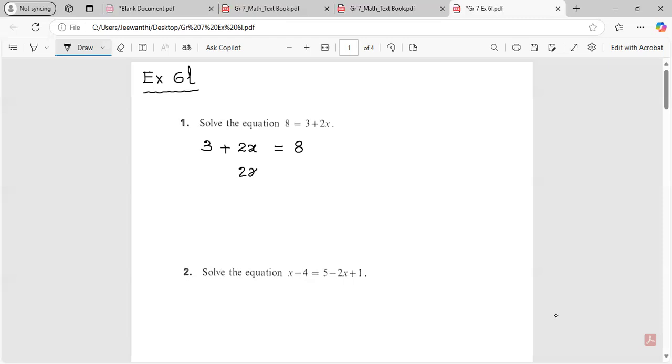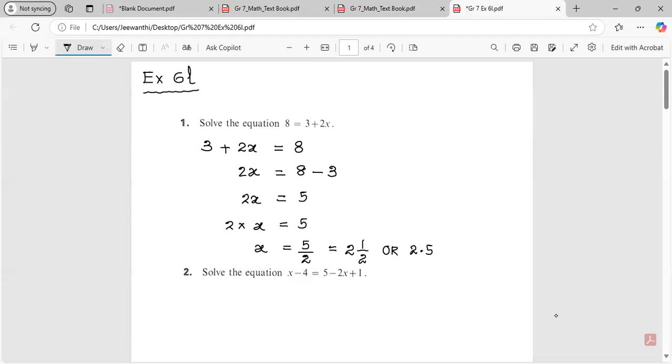So then you keep 2x on this side and send the positive 3 to the other side. That becomes negative 3. So then 2x is equal to 5. What do you mean by 2x? That is 2 times x equal to 5. Now you want to find the x value. Therefore, you bring that multiplication by 2 to the other side as a division. So either you can keep the answer as 5 over 2, or you can keep it as a mixed number, 2 and 1 over 2, or you can write this as 2.5. Right? Whichever way you write it, it is correct.